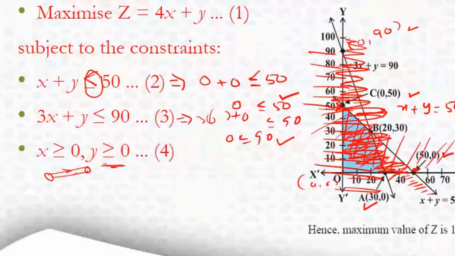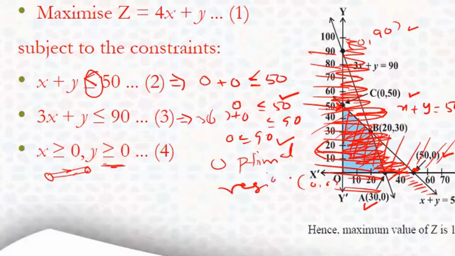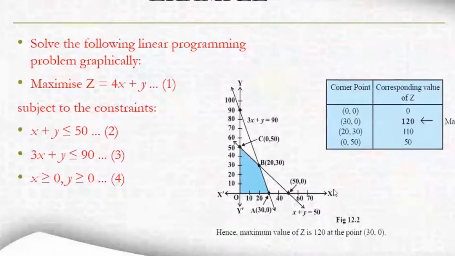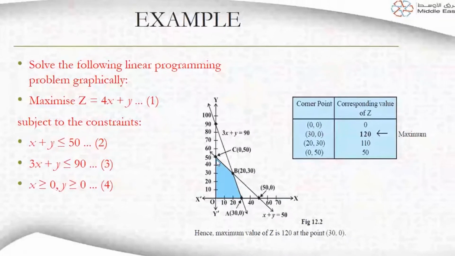This is called the optimal region. Your answer is coming somewhere here. So this is called the optimal region. So draw all the lines and you find the optimal region. Once you find the optimal region, take only the corner points.